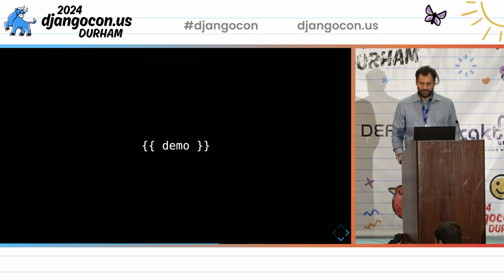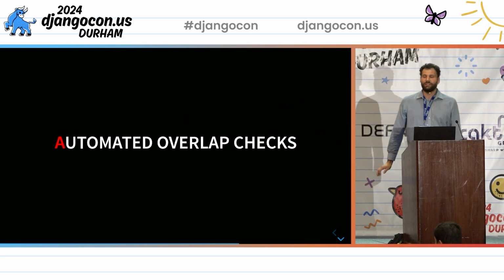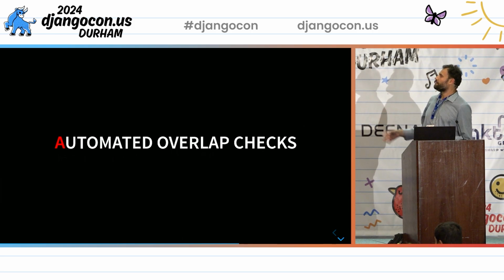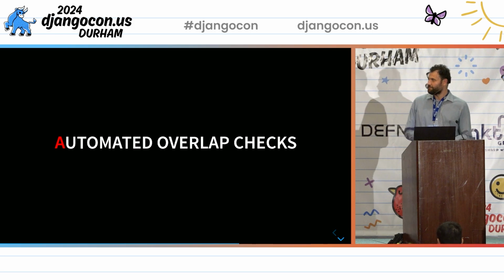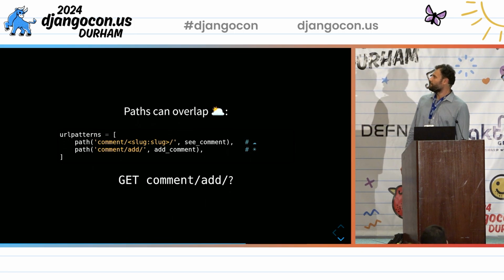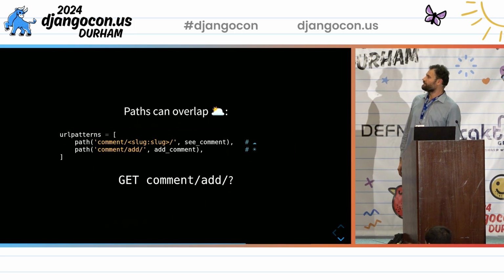And so that's essentially the first topic I wanted to discuss. The second one is automated overlap checks. And while that's a bit of a different topic, we will see that it has some overlap with the first topic, which is, of course, a bit ironic because we're talking about overlap. So, we already actually discussed it to some extent.